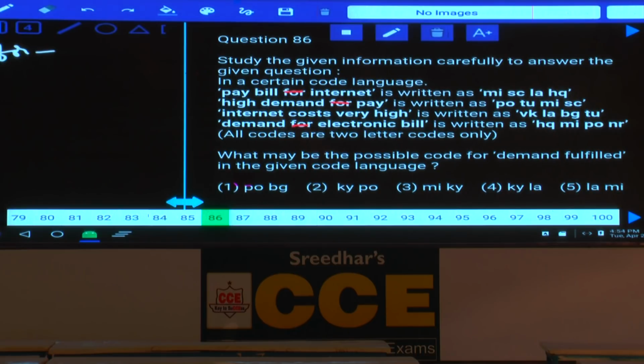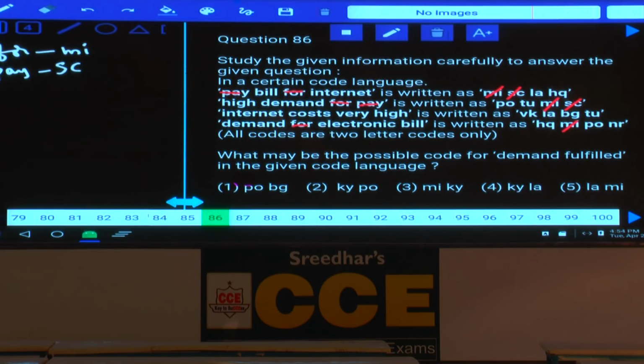As for is common here, tell me what is the code which is common here? Mi, mi and mi. And the code to the word for is mi. Are you following this one or not? The code to the word for is mi. Then compare the first and the second. Pay is the word which is common now. As pay is common, tell me what is the code which is common? SC. And the code to the word pay is SC.